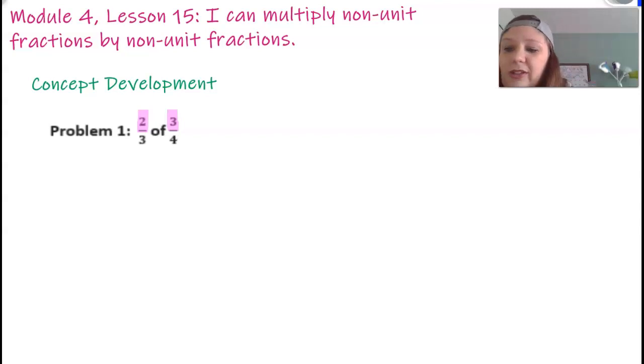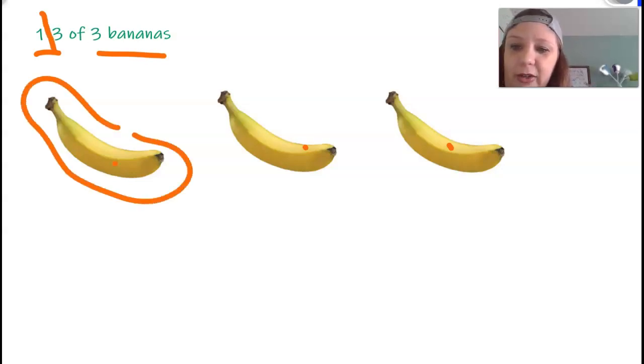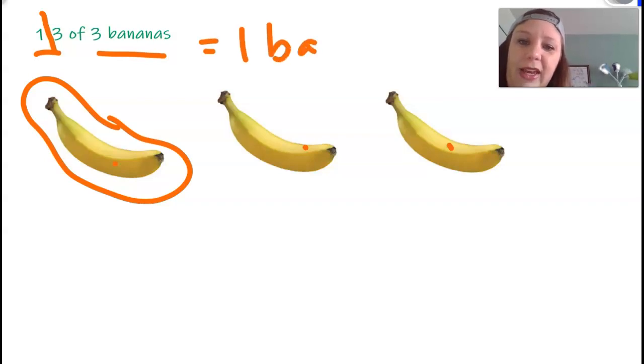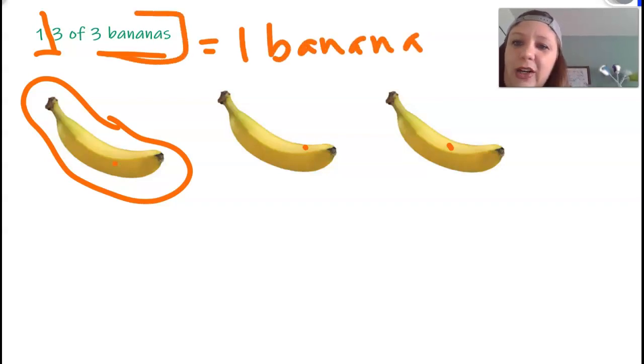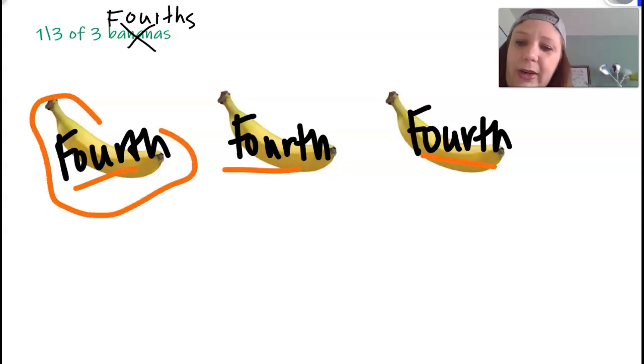So I want to remind you of last week. Remember last week we talked about what is 1/3 of 3 bananas. So we said, well, if we have 3 and we're only looking for 1/3 or 1 out of 3, remember that can also be an out of sign, then the answer would be 1 banana. And then remember I switched the units. I said, well, let's not call it bananas. Let's call them fourths. So if we called them fourths instead, the answer would still be 1/3 of 3/4. It would still be the same as when we called it banana. It would be 1/4.